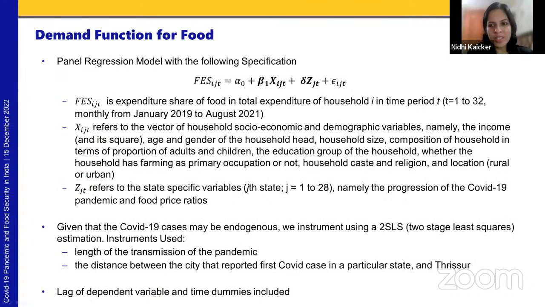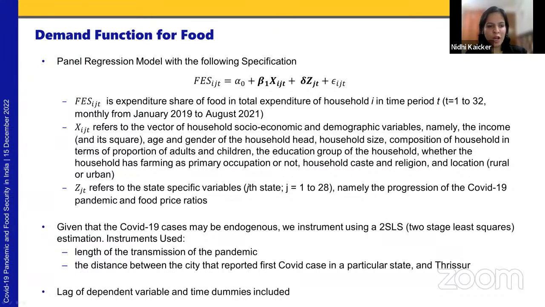Okay, thank you, Aashi. So I'll first discuss the model specification for the demand function of food. We use a multiple regression model with the specification that you see on the slide. Here the share of food in total expenditure, FES, is estimated by a set of explanatory variables such as household characteristics, food prices, and progression of the COVID-19 pandemic in the state. FES is the food share in total expenditure of the ith household at time period T, where time period is from 1 to 32, since this is monthly data from January 2019 to August 2021.